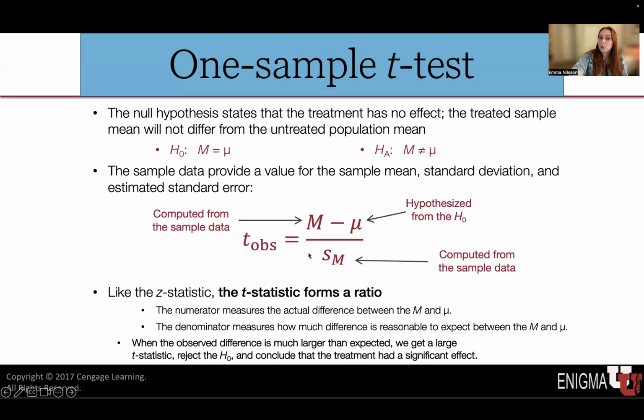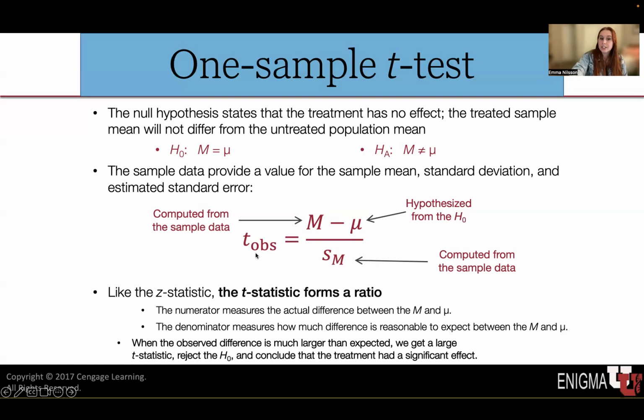Then we're going to calculate our t-value. You're going to get the sample mean from your sample data. Your population mean is going to be hypothesized from your null hypothesis. It's that thing that you're just assuming, wishing, or logically thinking. And then your estimated standard error is also going to be computed from the sample data. In this way, just like our z statistic, the t statistic also forms a ratio: the difference between the sample mean and your hypothesized mean, over how much difference is reasonable to expect by chance between those two.